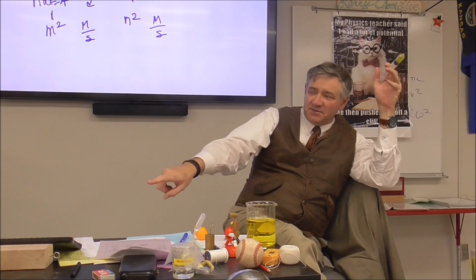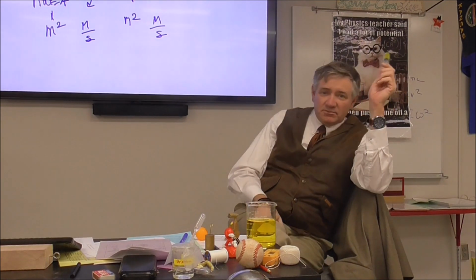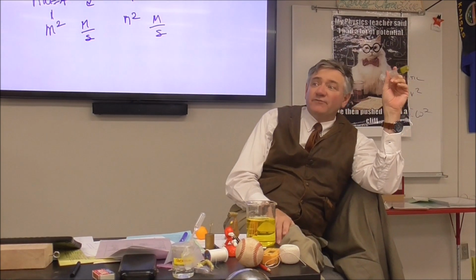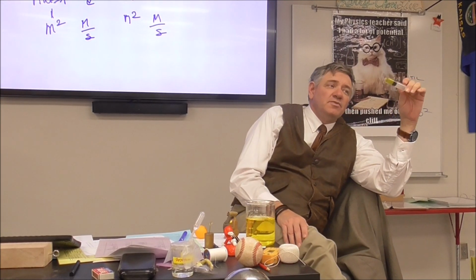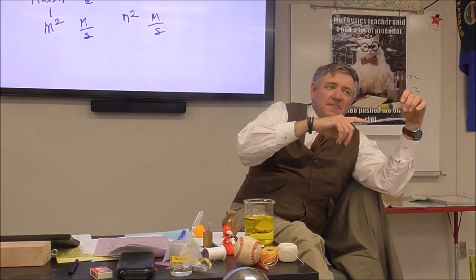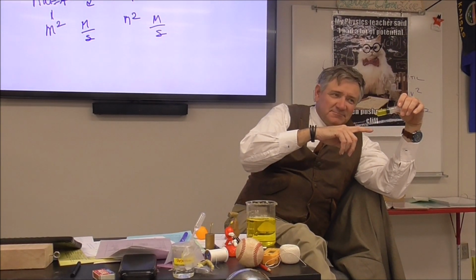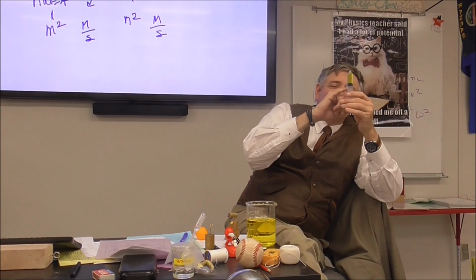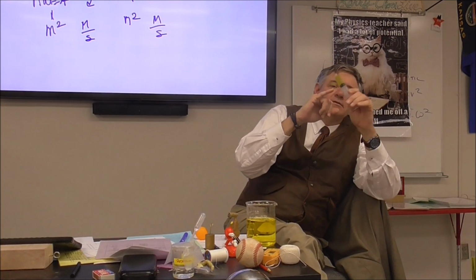Now, let's talk about this equation right here. Area 1, V1 equals area 2, V2. That is not volume, okay? That is velocity. So this is the cross-sectional area of the syringe, okay?